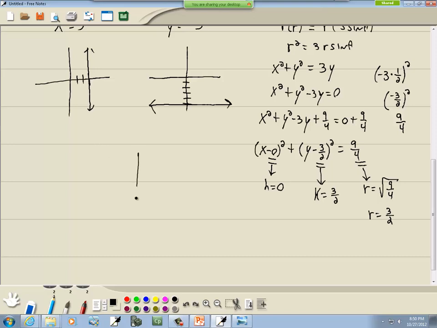Now let me graph it over here. We got a circle. Our center is (h, k), which is (0, 3 halves). Of course, that's our radius. So 0 and 3 halves will be right there. So that's our center. Radius is 3 halves, so I'll go out a distance of 3 halves and go all the way around. That's a circle.